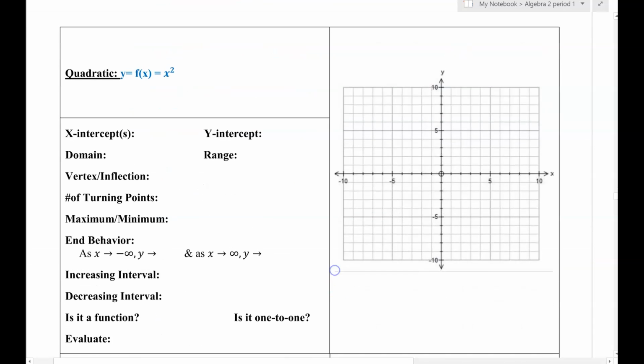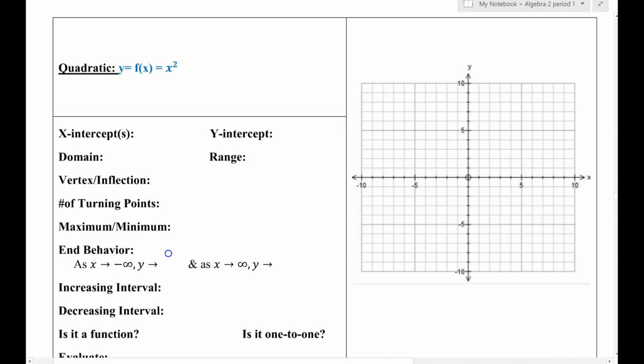So the next parent function we have is the quadratic function. Y equals f of x equal to x squared. So usually we only use y or f of x, okay? Normally we don't use both. So normally you would see y equals x squared or f of x equals x squared. But if you see f of x, usually means it is a function.